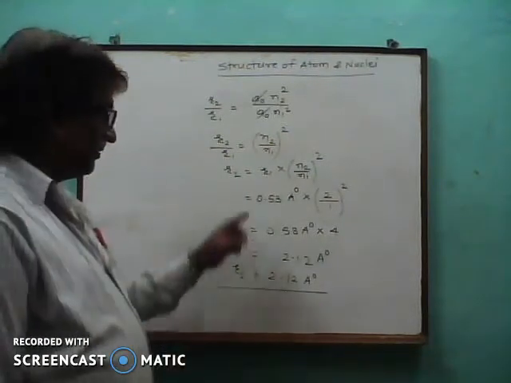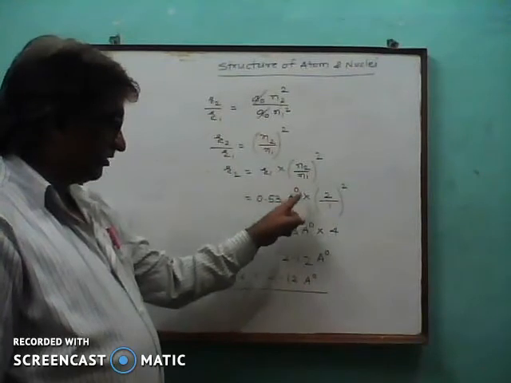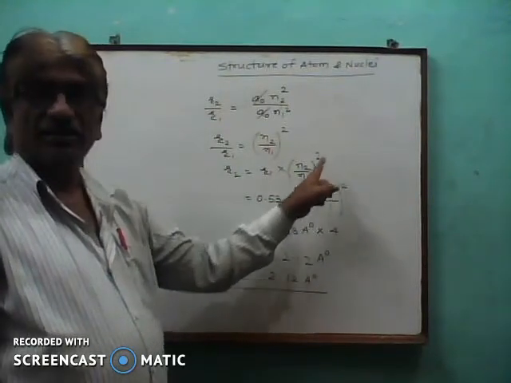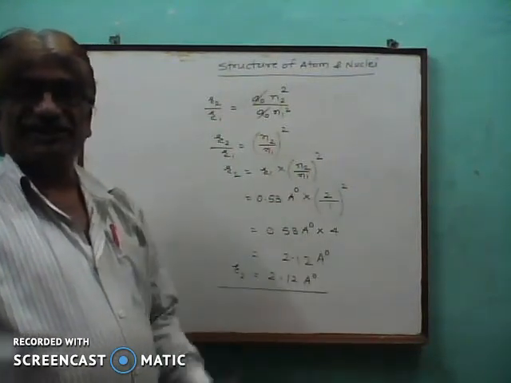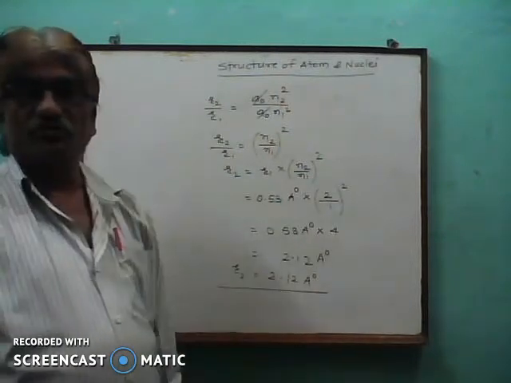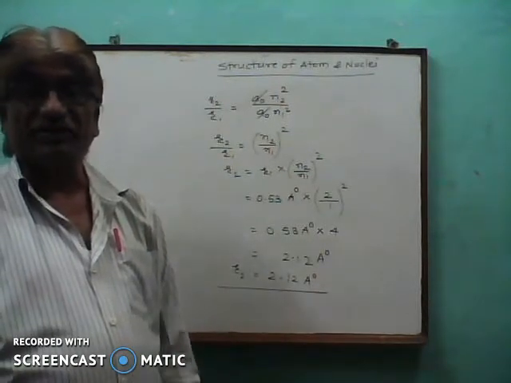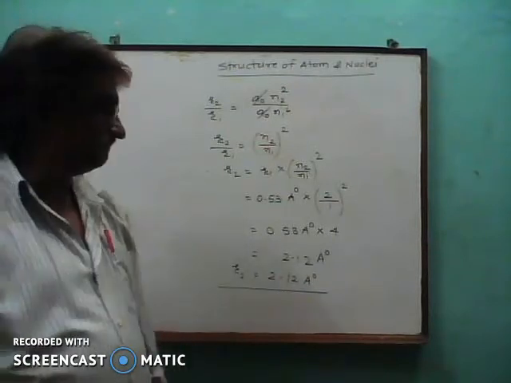For the third orbit, we multiply 0.053 nanometer by n squared upon 1 squared, that is 3 squared, which is 9. So 9 into 0.053 nanometer. If we multiply, you get the answer.